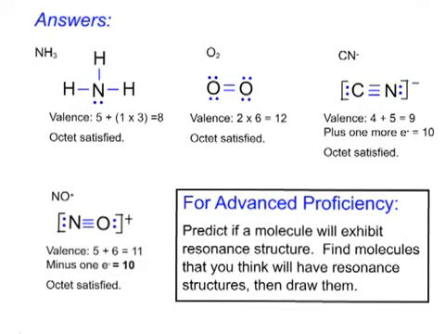This also has the triple bond, and for advanced proficiency, here are some ideas. Predict if a molecule will exhibit resonance structures. You can find molecules that you think will have resonance structures and then draw them. That is a little bit more difficult than simply being given the problem where you know there are going to be resonance structures. So that's something you can try.